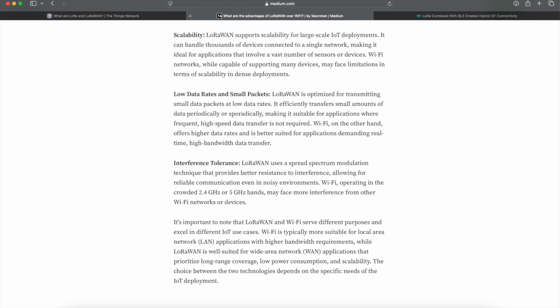It's important to note that LoRaWAN and Wi-Fi serve different purposes and excel in different Internet of Things use cases. Wi-Fi is typically more suited for local area network applications with higher bandwidth requirements, while LoRaWAN is well suited for wide area network applications that prioritize long-range coverage, low power consumption, and scalability. The choice between the two technologies depends on the specific needs of the Internet of Things deployment.